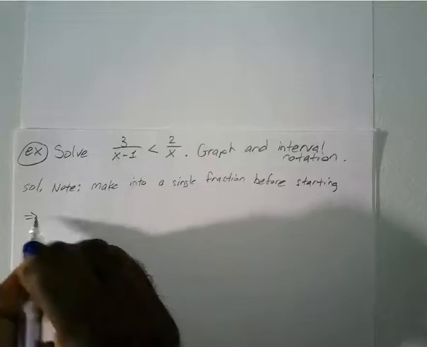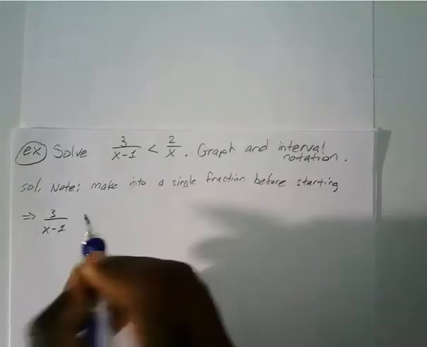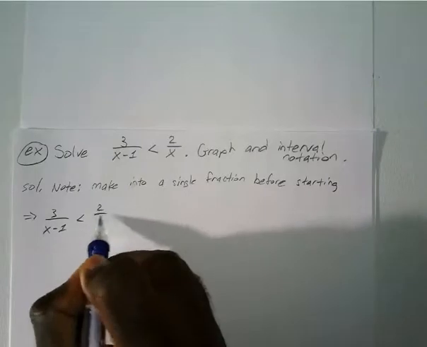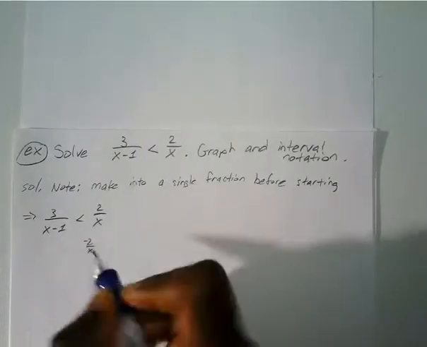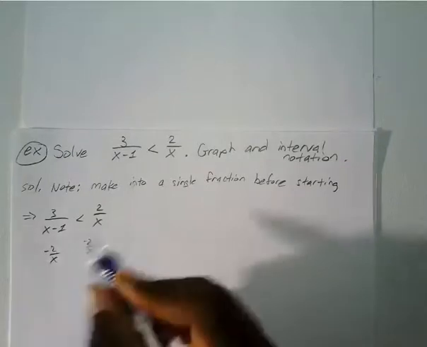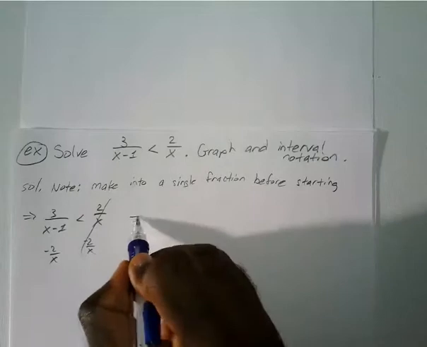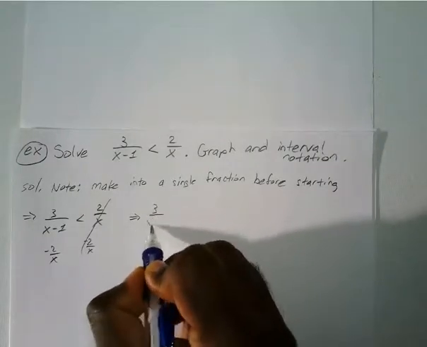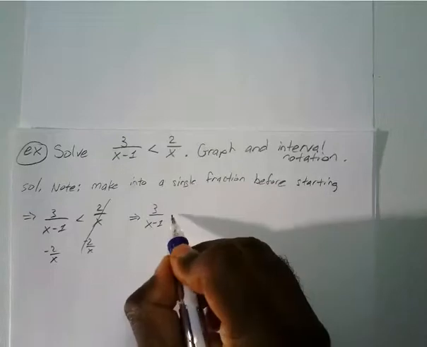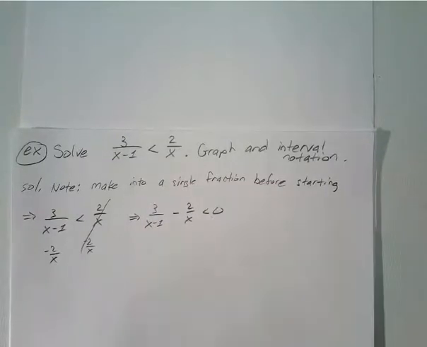Okay, so what I mean by that is if you have 3 over x minus 1 is less than 2 over x, we're going to subtract 2 over x from both sides, where those two cancel out. So that gives us 3 over x minus 1 minus 2 over x is less than 0.